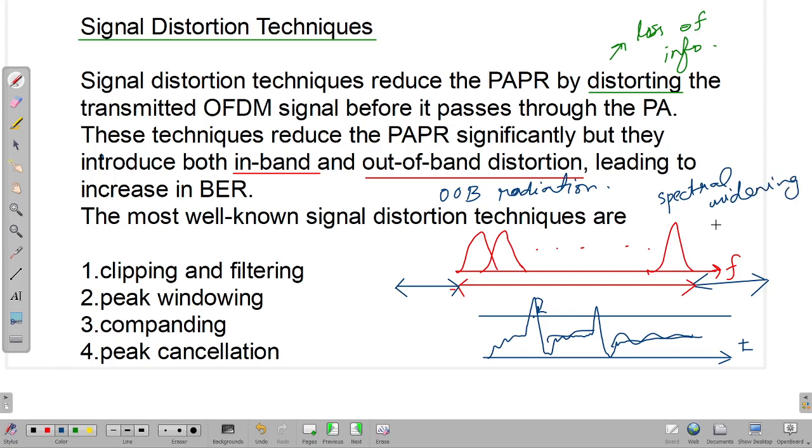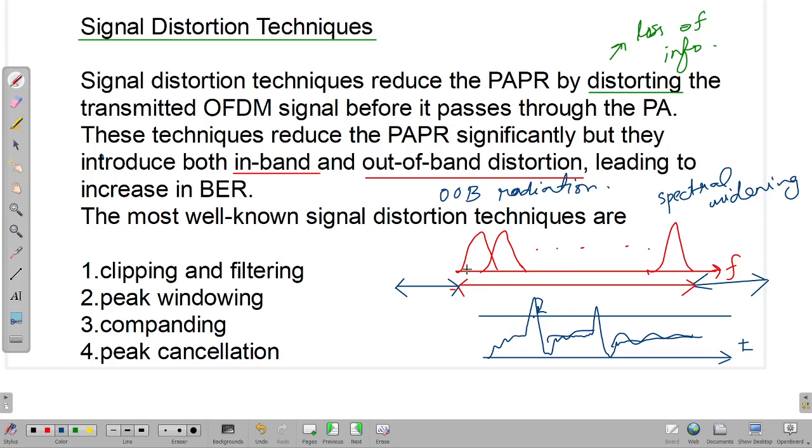Or in other words, it is nothing but the energy in subcarriers is spread to the neighboring subbands, or it can even extend outside that. So the energy of the power spectral density of these subcarriers may spread outside its band, and it may extend to the neighboring subcarriers, disrupting the whole information.